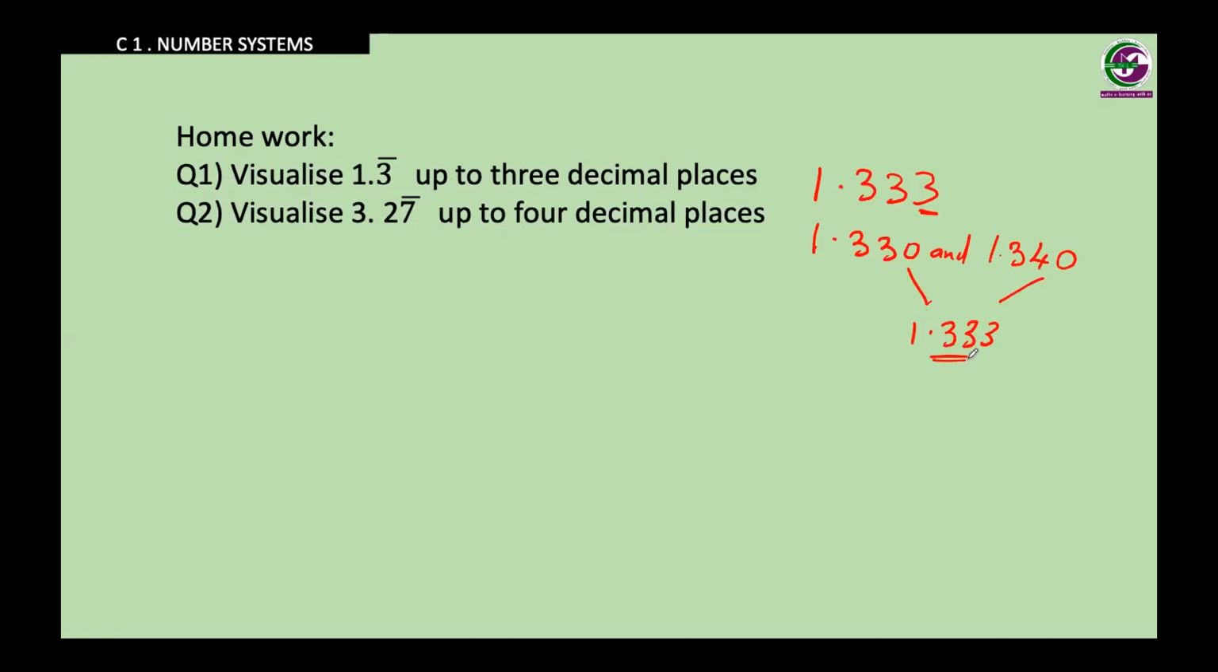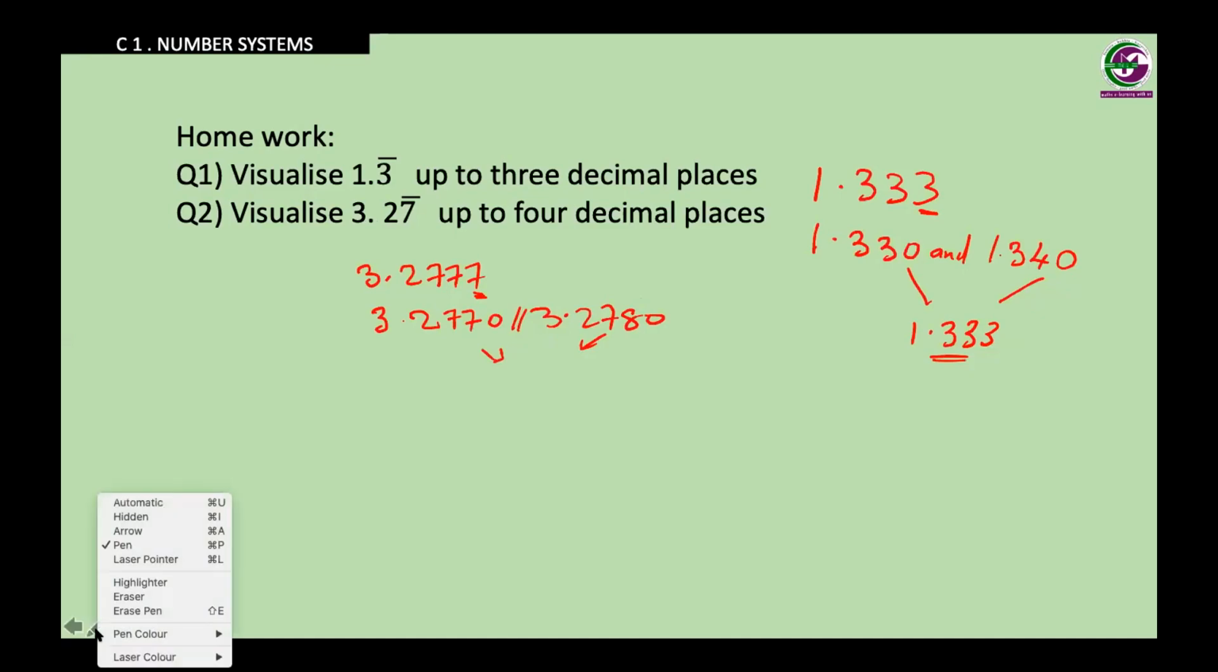Just one more example as homework. Visualize 3.27 bar up to 4 decimal places. Again, it is so easy. How do we write it? 3.2777. So replace the last digit by a 0. So it will be 3.2770 and 3.2780. In between, you can find the value. Is that clear now? Excellent.